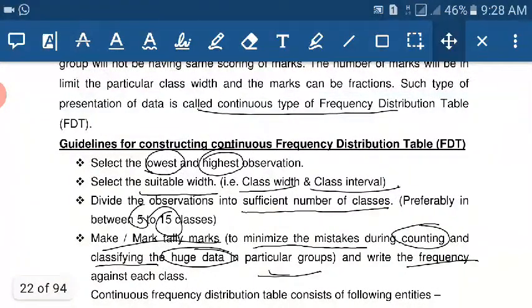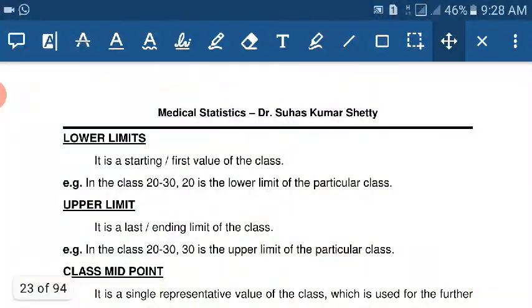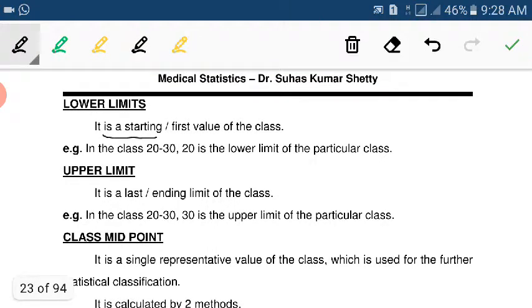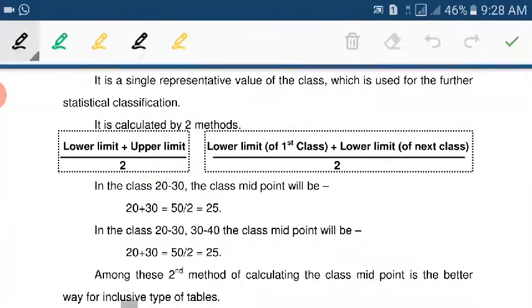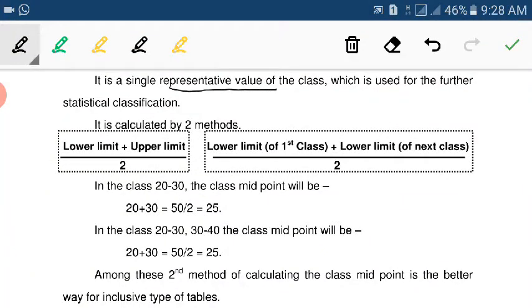A continuous frequency distribution table consists of the following entities: lower limit, the starting or first value of the class, called the lower limit; upper limit, the last or ending limit of the class, called the upper limit. Class midpoint means a single representative value of the class which is used for further statistical calculation. It is calculated by two methods. First, lower limit plus upper limit divided by 2, or lower limit of a first class plus lower limit of the next class divided by 2.